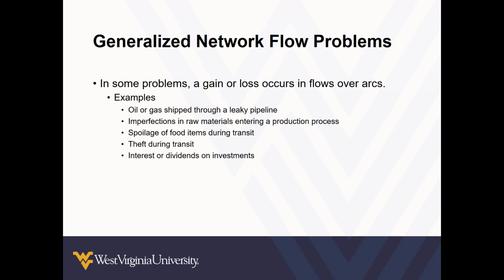And there are other scenarios. There may be theft, or, like I said, when you're shipping vehicles across the ocean, sometimes a few of them just fall off the ship. With food, sometimes food is spoiled during transportation, and there may also be imperfections in raw materials as they enter a production process. So there are many scenarios where there may be a gain or loss that occurs as things flow through or over arcs.